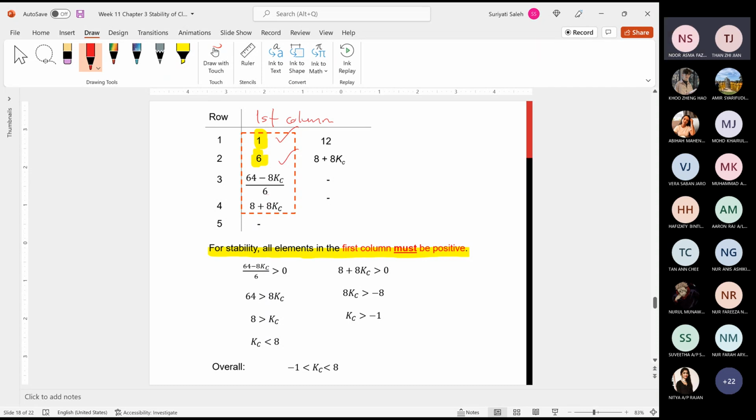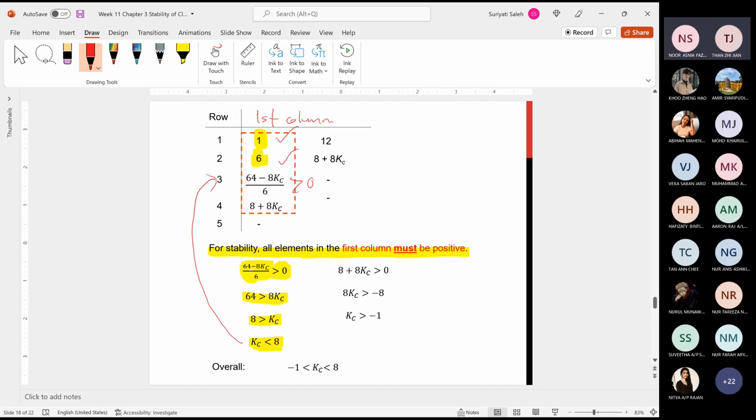So what we know is 64 minus 8 KC must be greater than 0 to ensure this element becomes positive. When you set greater than 0, automatically the system becomes positive. That's why we put greater than 0 to find the range of KC. So 64 minus 8 KC divided by 6 greater than 0. So we rearrange it, 64 greater than 8 KC, then we get 8 greater than KC, or KC less than 8, for the first range. So this range ensures row number 3 becomes positive.